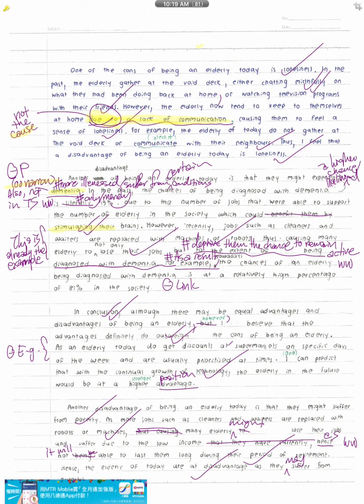"However, recently jobs such as cleaner, replace..." Okay, correct. So this one, for example, I don't need as an example already. This is not an example. Instead, you should say, "as a result, the chances of elderly being diagnosed with dementia is relatively higher as compared to the past." Excellent explanation, wonderful. So this one you can keep, and I like how you use the statistics, but just don't write it as an example. Use "as a result", and instead of "lose their jobs", go to the extent of saying "deprive them of the chance to remain active", because they need to remain active in order to reduce their chances of getting all these new conditions.